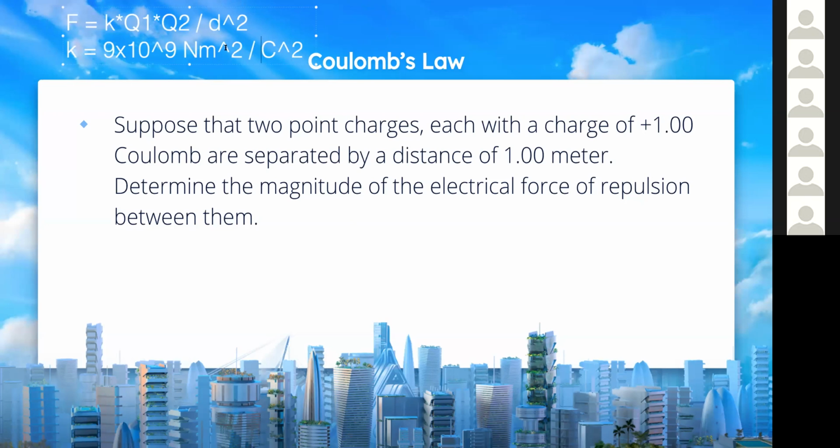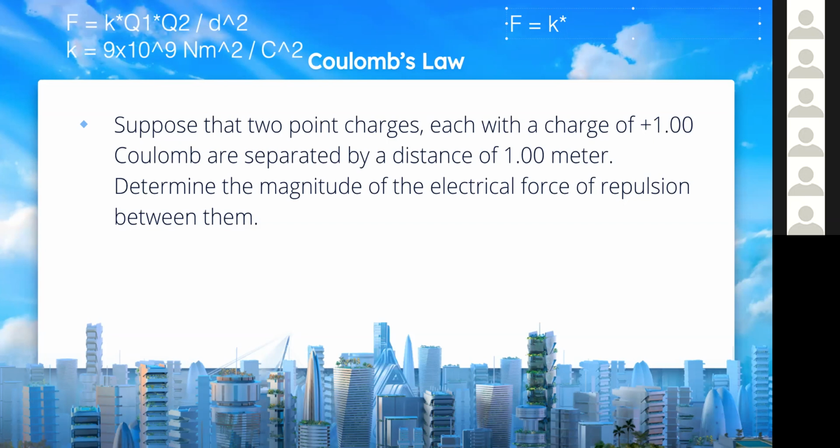So let's walk through this first one together. Suppose that 2 point charges, each with a charge of 1 Coulomb, and that's with 3 significant figures, are separated by a distance of 1 meter. Determine the magnitude of the electrical force of repulsion between them. So again, these are enormous charges. Like, this is lightning storm kind of charges here. And this is meant to be a pretty straightforward problem. So F equals, let's just keep that K in there for now, make our lives easier.